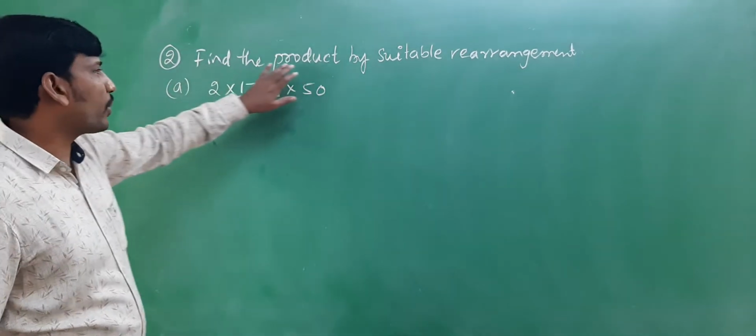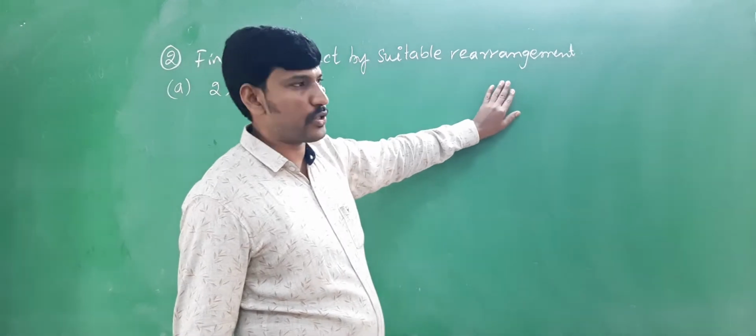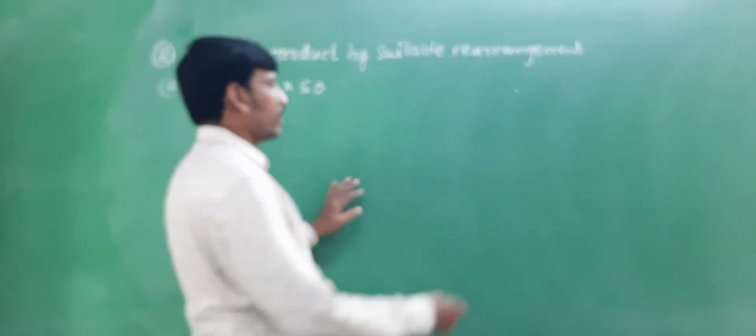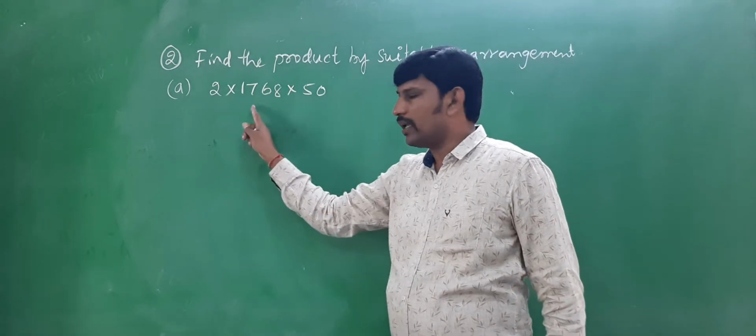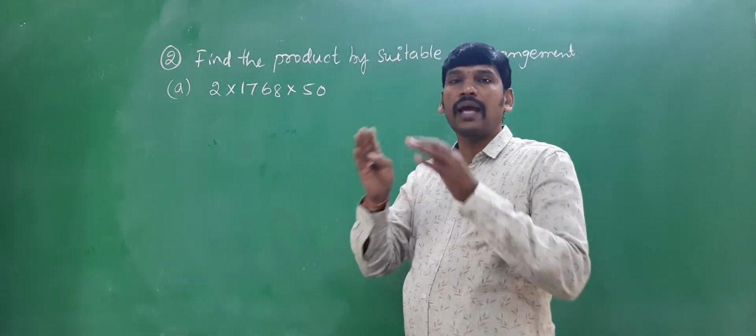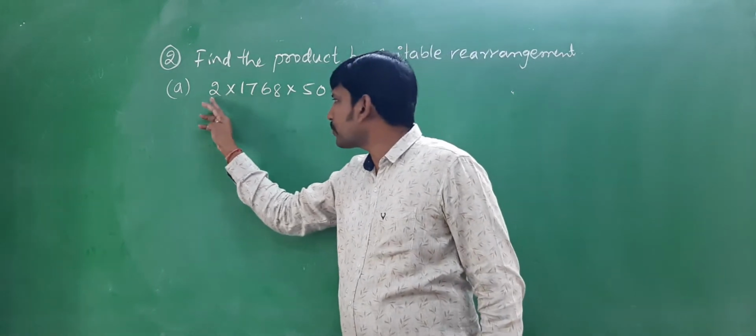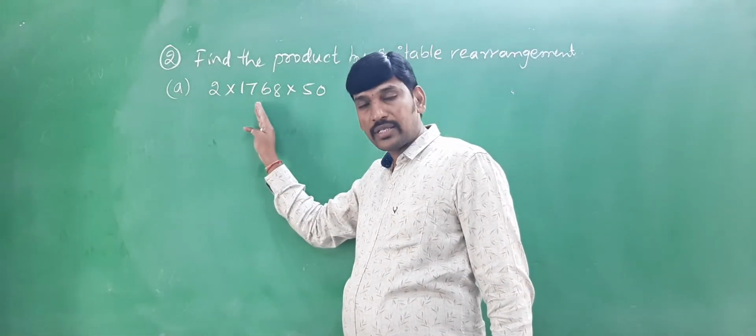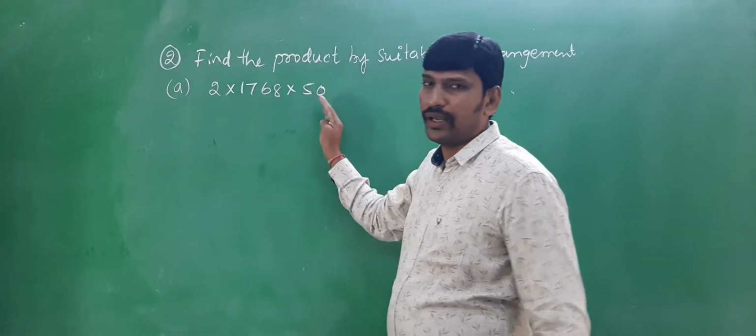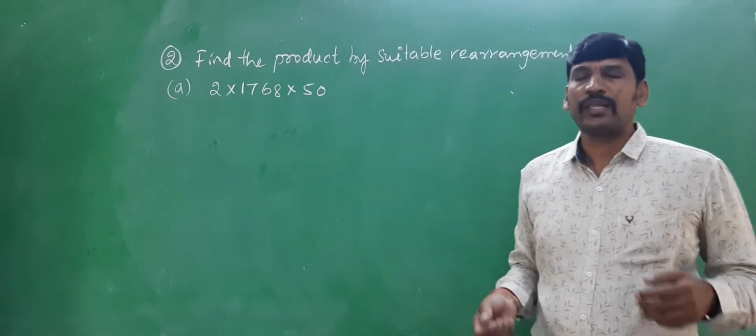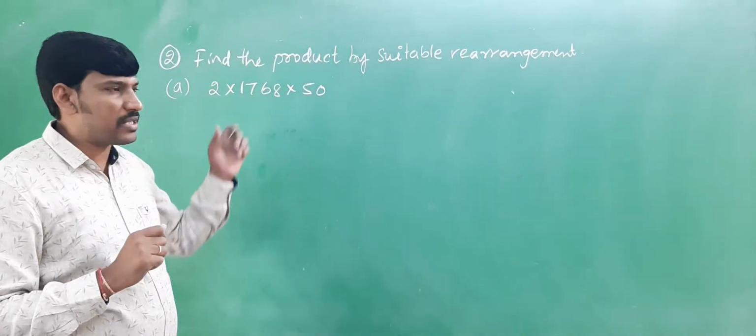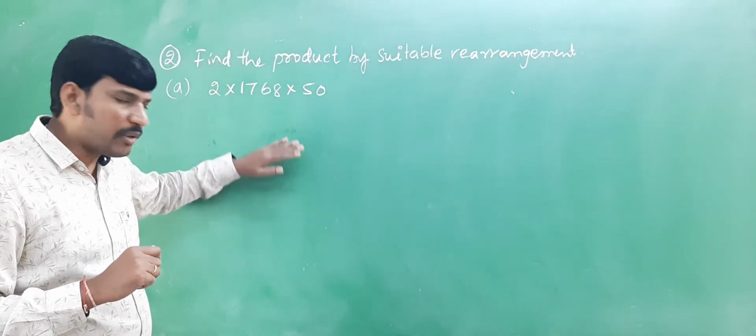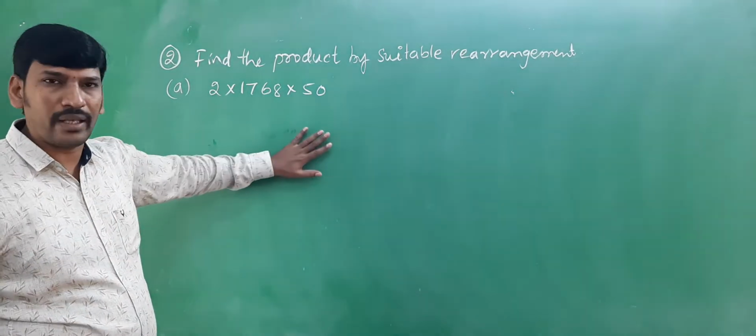What is it here? Find the product by suitable rearrangement. We need to find the product, which means multiply. If you multiply these three numbers directly, you will get the solution, but it is a time-taking process. First we should multiply 2 into 1768, then multiply that answer into 50. It is a long process. But if you rearrange the numbers, the product will be very easy and you will get the answer very quickly.